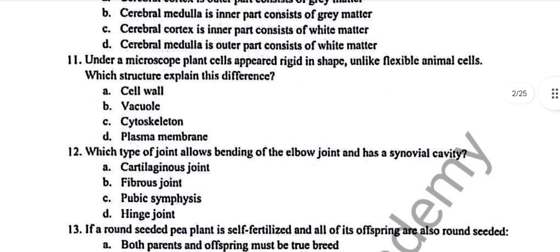Question number 11. Under a microscope, plant cells appeared rigid in shape, unlike flexible animal cells. Which structure explains this difference? A. Cell wall, B. Vacuole, C. Cytoskeleton, D. Plasma membrane. And the correct option is A. Cell wall. Cellulose cell wall provides rigidity and shape.